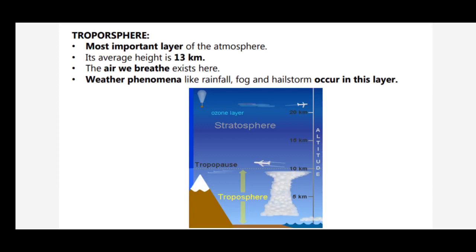Now let's discuss the troposphere, children. This layer is the most important layer of the atmosphere. This layer extends from 0 to 13 kilometers from the earth. The air which we breathe, the oxygen, exists here, children. Maximum of all the gases present in the atmosphere are present here in high quantities because of the gravitational force of the earth. That's why almost all the weather phenomena like rainfall, fog, hailstorms, cyclones, etc. occur in this layer. Okay.